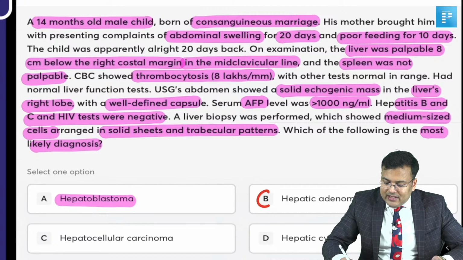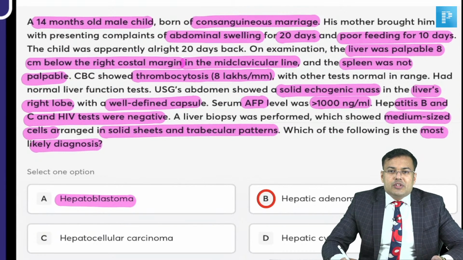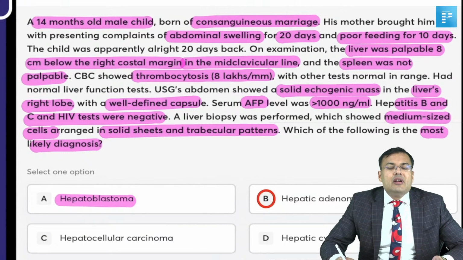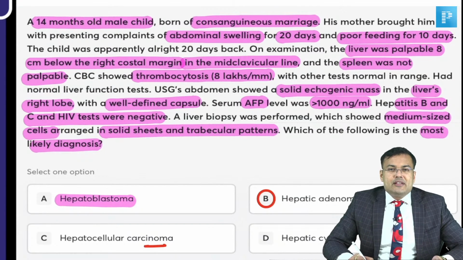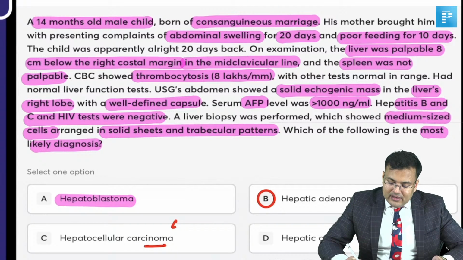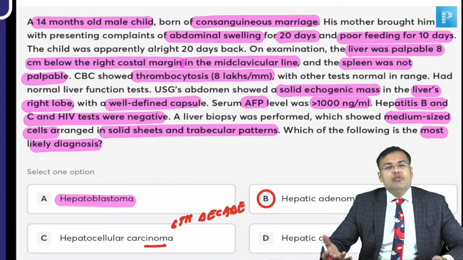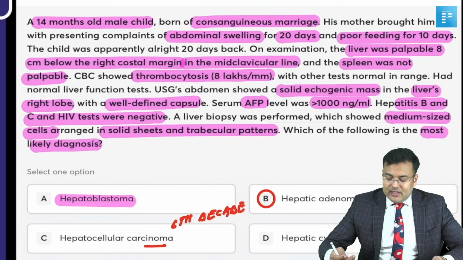Hepatic adenoma is seen in adults, especially in females, associated with OCP use. Clear? And here this kind of pattern is not there. And hepatic adenoma is not associated with thrombocytosis. HCC is the most common primary malignancy of liver in adults, age 6th decade, approximately 60 years. And hepatocellular carcinoma, easy thing, is associated with hepatitis B virus, hepatitis C virus.